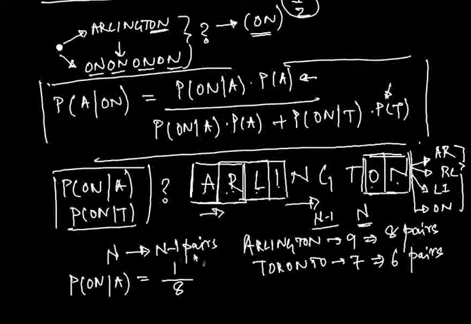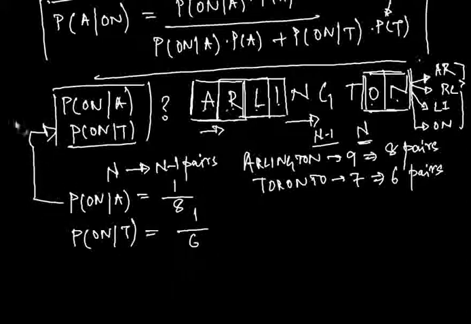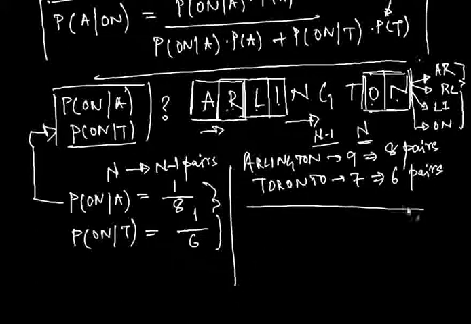And similarly, the probability of ON given T, so if it's Toronto, well, Toronto has 6 possible pairs and ON is just one of them. So now we have values for these tricky probabilities that we were looking for. And so now it's just a simple question of plugging these values into the Bayes theorem. So if we do that now, I'll just section out an area.